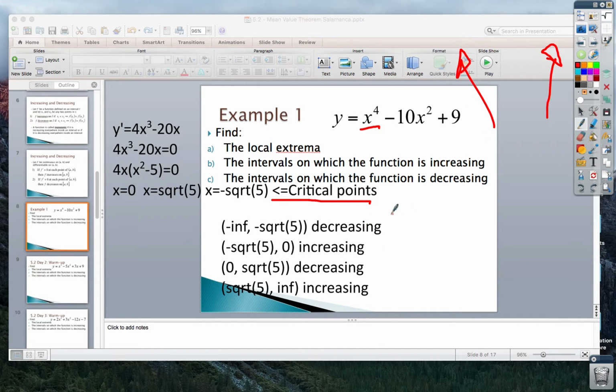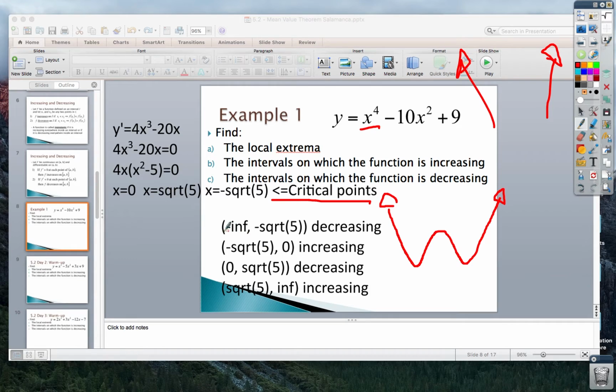So if you take a look at this graph, we're decreasing until we hit negative square root 5. And then from negative square root 5 to 0, we're increasing. And then from 0 to square root 5, we're decreasing. And then square root of 5 to infinity, we are increasing. So this is what your graph should look like.